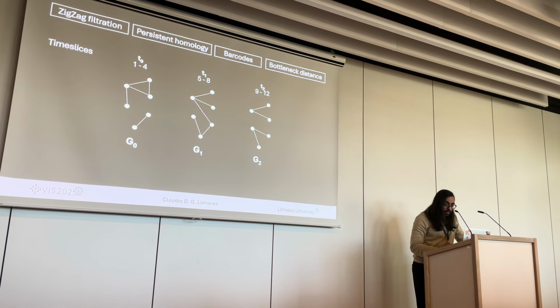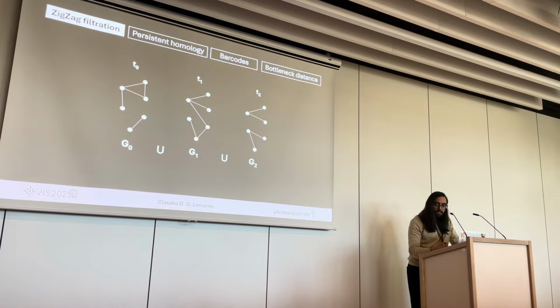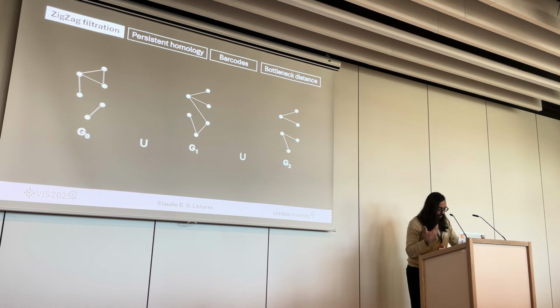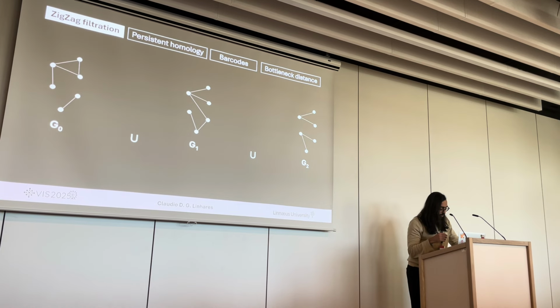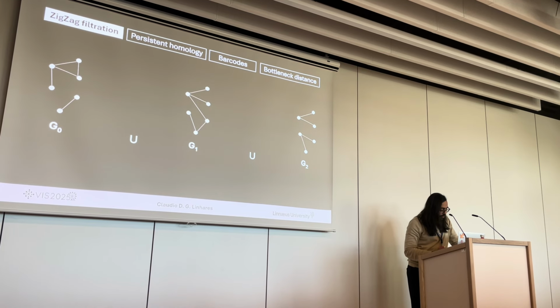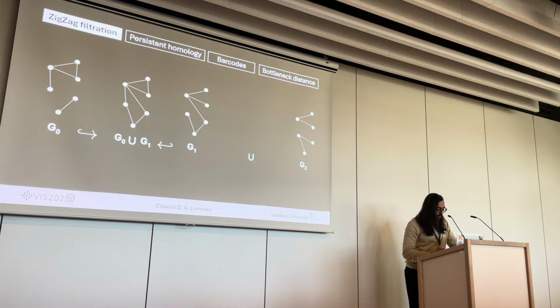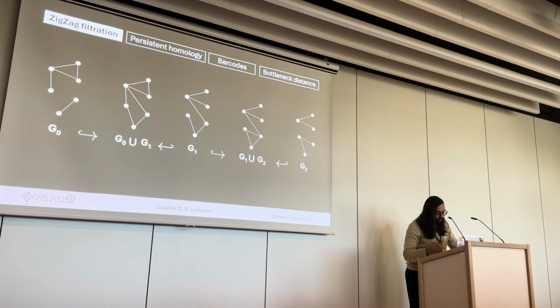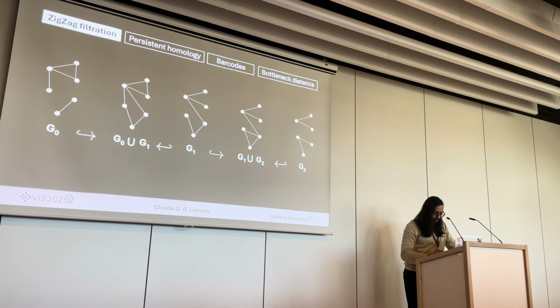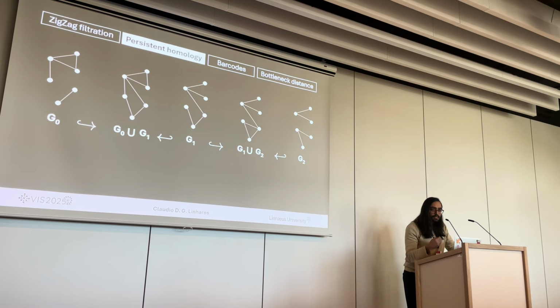Then we start applying the zigzag filtration. What does that mean? It means that we are doing the union of the graphs, which will give us the merges and splits. So how would we do that? Let's say G0 and G1, the union of that, we just have this representation, and we keep doing that for all the other graphs, G1, G2, and so on. With that, we have the persistent homology, which is a set of features.